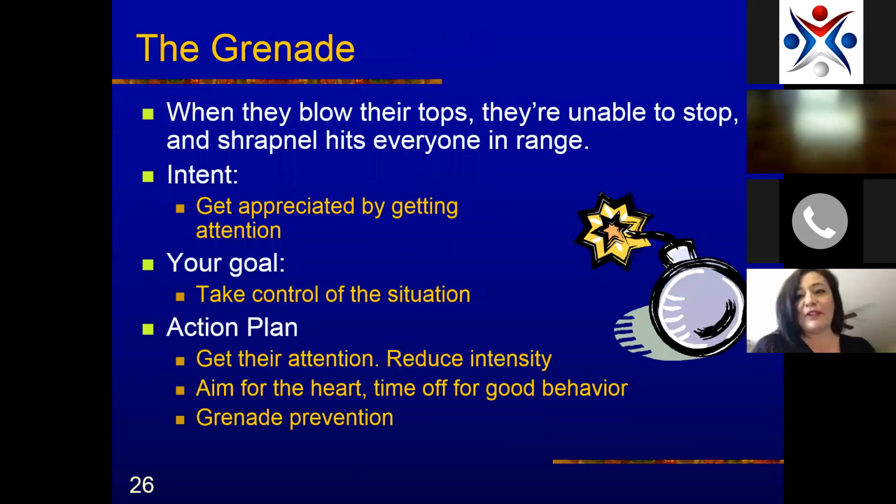The grenade. This is a scary person. These individuals are very controlling, and they lose focus because they get easily upset, and they can become very, very intense. Your goal is to take control of the situation by keeping them in check and preventing the grenade from blowing up. It could be one of the most dangerous personalities, because if they do blow up, it can destroy the team or the session or whatever you're trying to accomplish. Once that grenade blows up, it's almost hard to go back. So reduce the intensity.